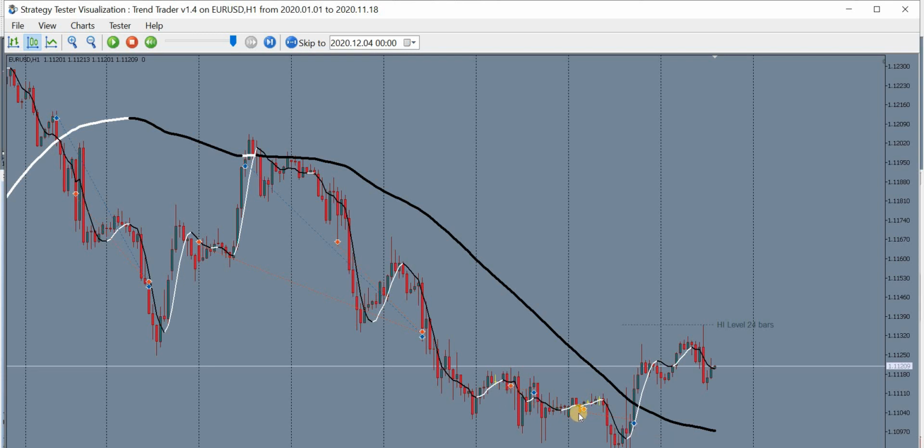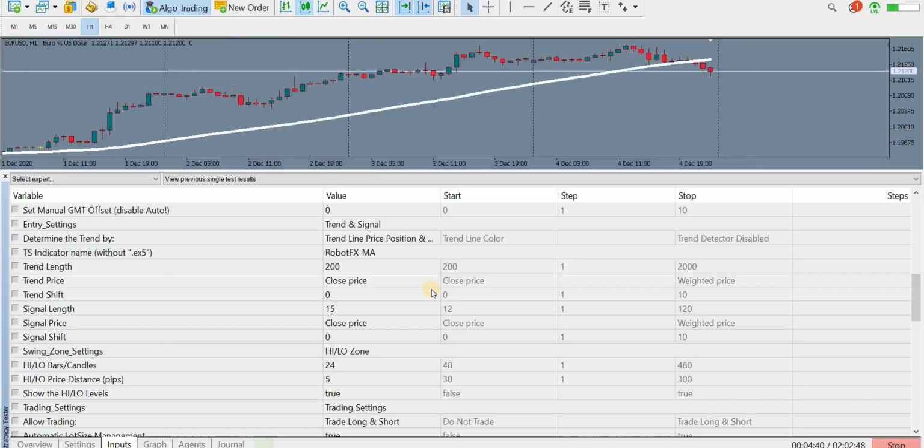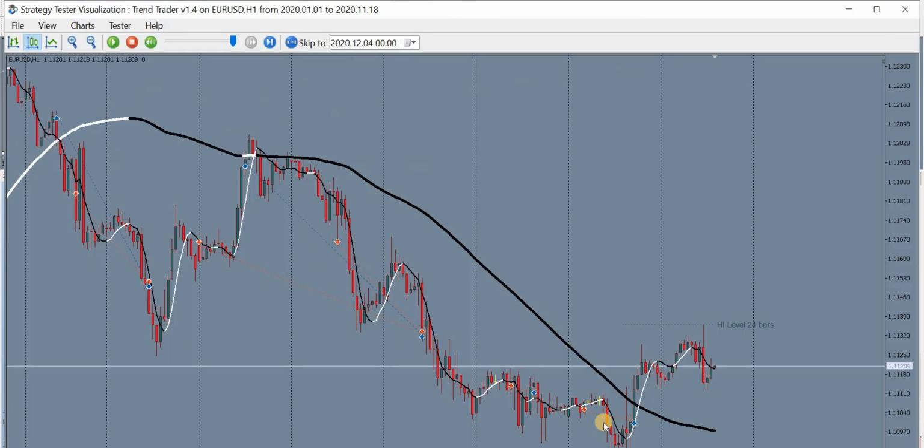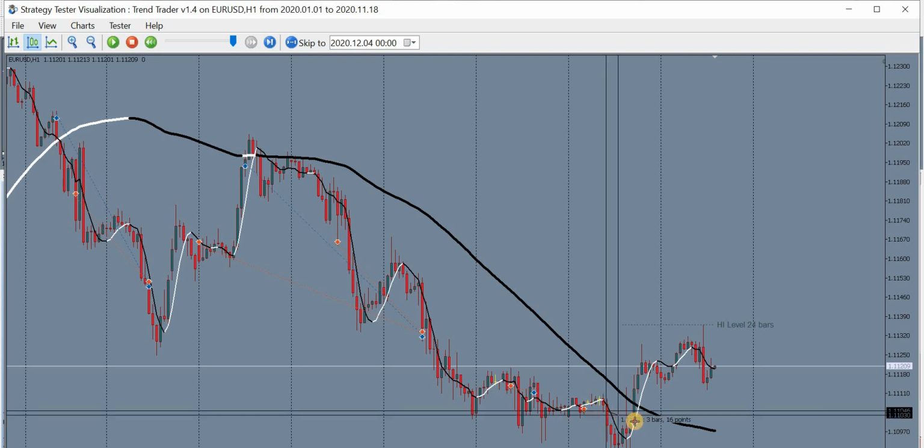The expert advisor opens 2 trades and it closes them. It opens them when the signal changes the color from white into black, because we are selling, and also closes them when the signal line changes the color from black into white. And that's because we have the option, which is right here, close open trades when signal color changes, set to true, but only if the profits is bigger than minimum profit. So it closes both trades because we obviously closed in profits.